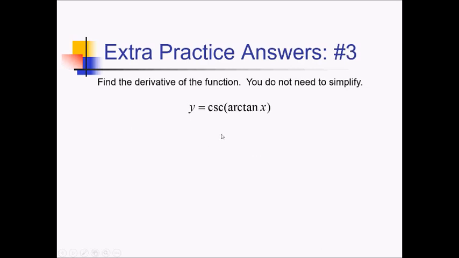For this problem, to take the derivative, I'm going to use the chain rule. My outer function, I've got cosecant of something. That derivative is going to be negative cosecant of something times cotan of something, the something being arctan in this case. Now I have to multiply by the derivative of the something, the derivative of arctan, which is going to be 1 over x squared plus 1.